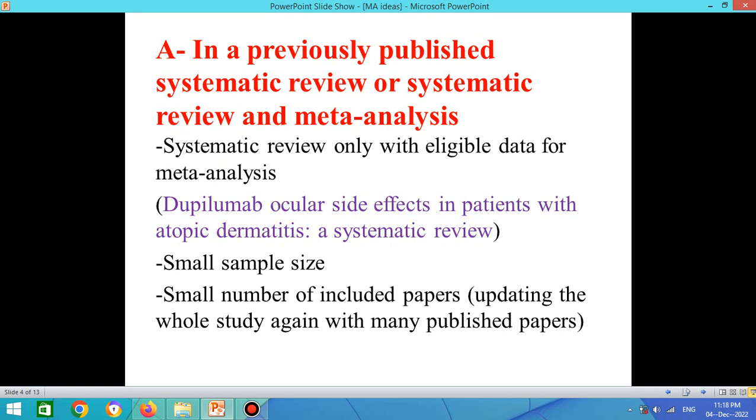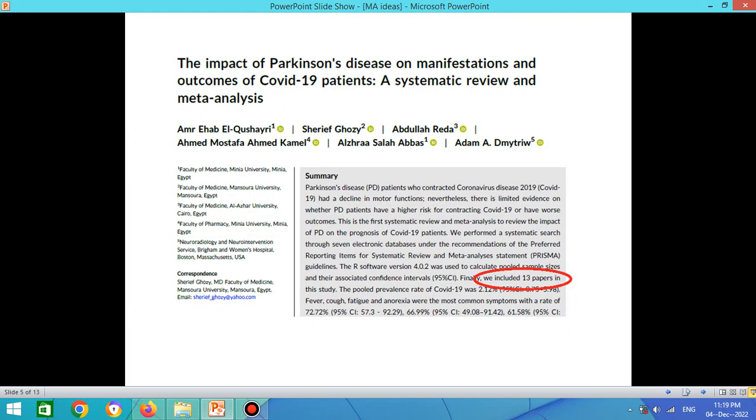If we have a published meta-analysis with a small sample size or a small number of included papers, we have another option here. You can update the whole study again with many published papers. For example, the impact of Parkinson's disease on manifestations and outcomes of COVID-19 patients, systematic review and meta-analysis. This meta-analysis was done by our team and we included 13 papers. In pandemic times, you can update many studies.